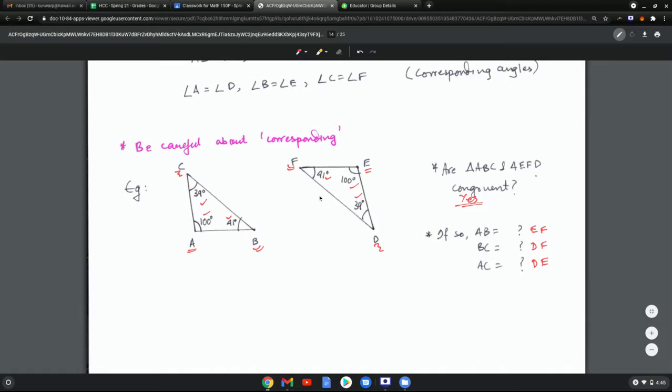Another way to think about it is they are exactly the same, and to compare them you can rotate this and make it look like that. And when you do that, this is going to be E, this is going to be F, and this is going to be D. Then you can easily see that AB should equal EF, AC should equal DE, and BC should equal DF.